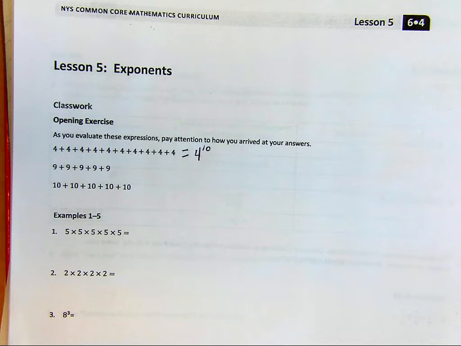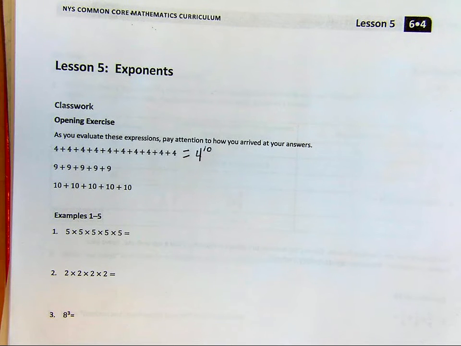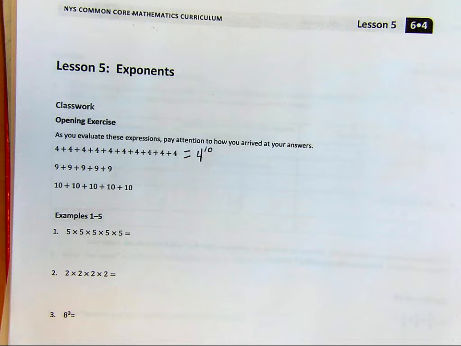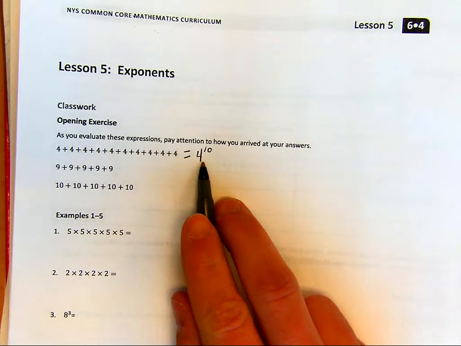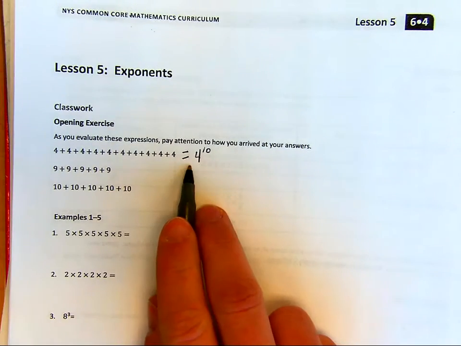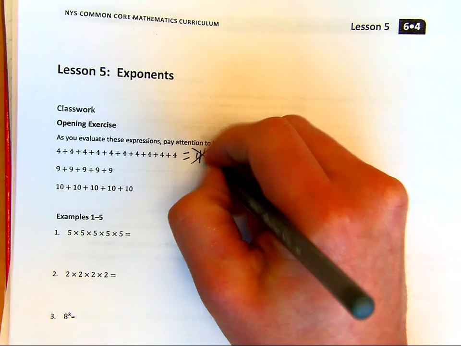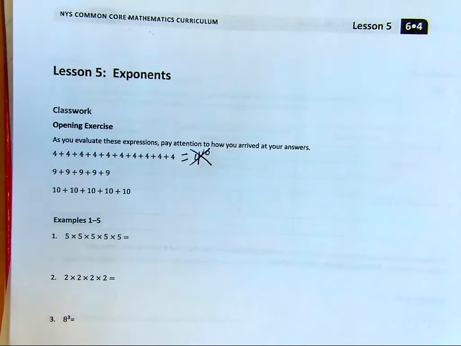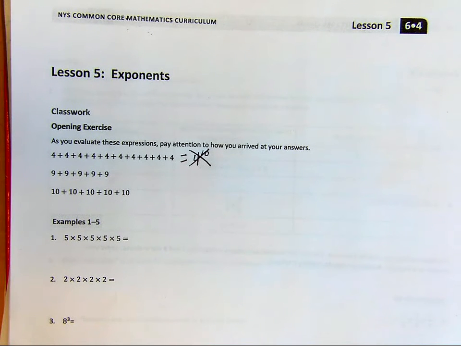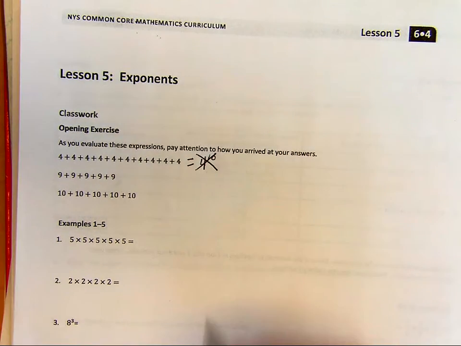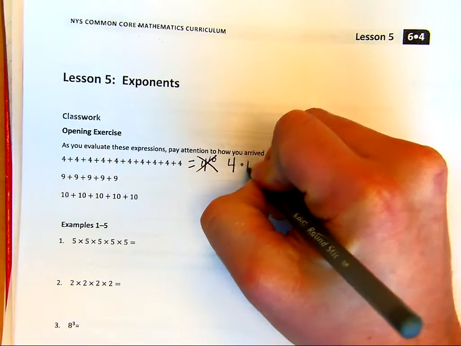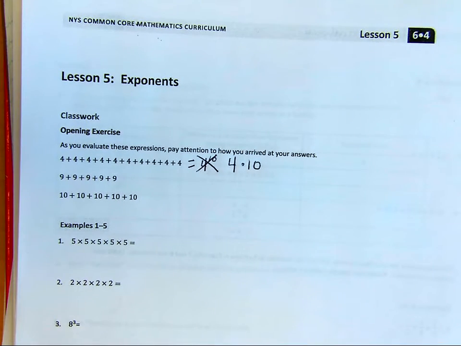Tina, why are you thinking I'm wrong? Because 4 of those equals 16, and it is not like 4 times 4. So you're saying exponents would be multiplication and this is addition? Yeah. So what multiplication problem would this equal then? What multiplication problem would this be? Jada? Good. 4 times 10.